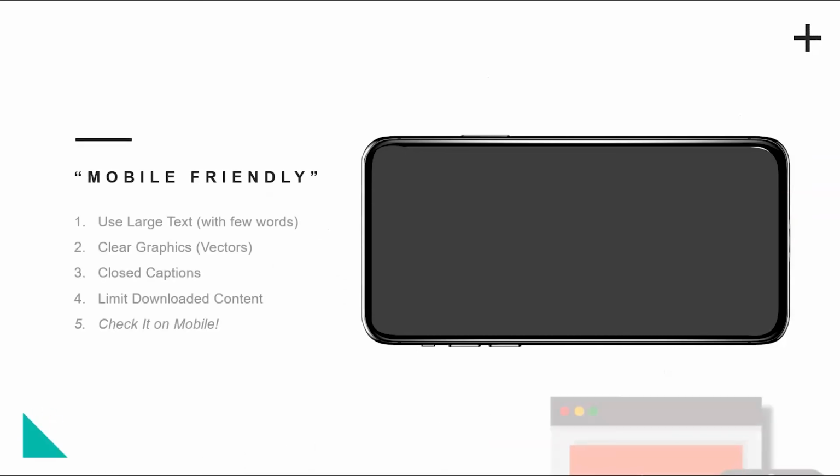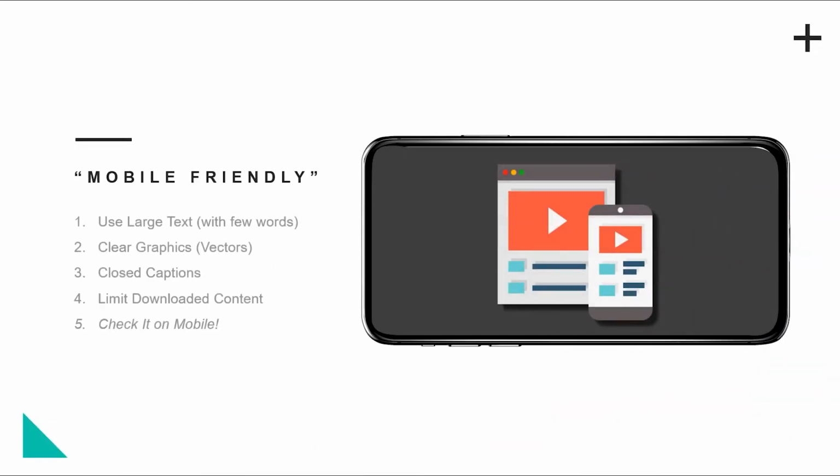To make your media mobile-friendly, try using large text with few words. Remember that detailed presentation you created may end up looking very small when displayed on the screen of a smartphone. Similarly, use clear graphics. Closed captions on videos are always a good idea, since they can help those having to watch a video on a small screen more easily understand what's happening in the video. Try to limit downloaded content whenever possible. For example, not everyone's cell phone will be able to handle a downloaded Word document. And most importantly, when in doubt, just check it on mobile. Try looking at your videos or presentations on a mobile device to see how they look.